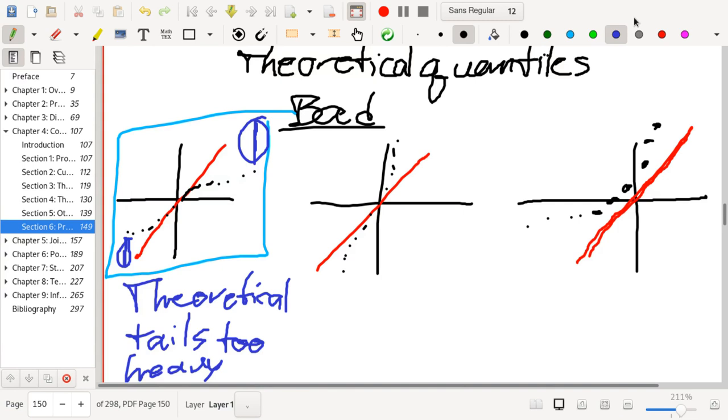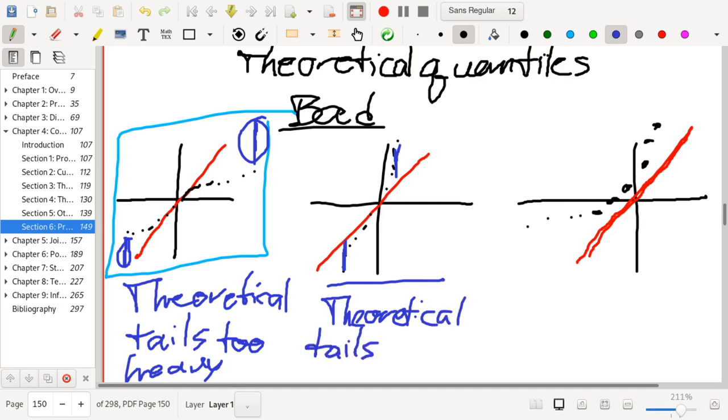Let's look instead at this other plot. This seems to be suffering from the opposite situation, where the theoretical quantile is somewhat small, but the observed quantile is larger in magnitude than what we would expect. And that's the case on both the lower end and the upper end. So this middle plot has the opposite problem: the theoretical tails are too light. You'd expect to see this plot if you think your data came from a normal distribution, but it actually came from a t distribution or a Cauchy distribution.